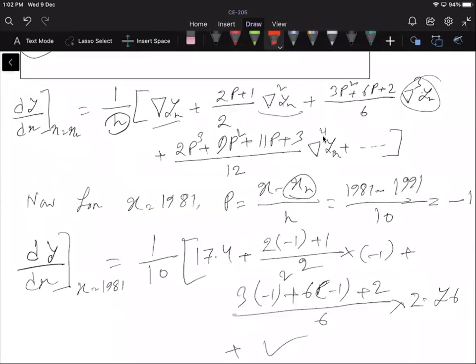Okay, so I think this is the ending of Newton's numerical differentiation. In the next class, hopefully, we will start the numerical integration.